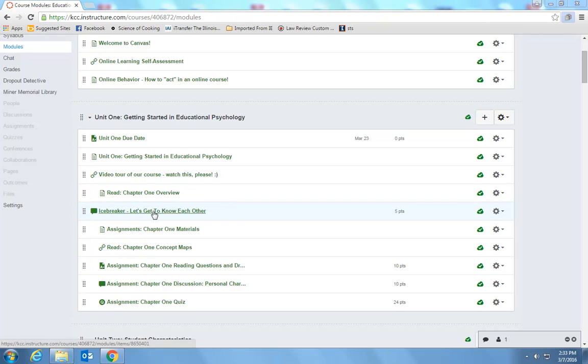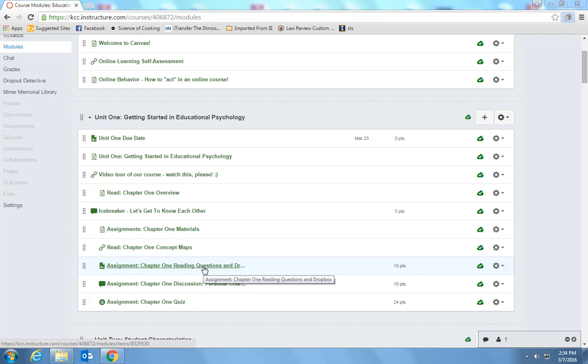We have an overview of Chapter 1, so please go ahead and read Chapter 1 out of our text. We have an icebreaker activity, which allows you to post a little bit about yourself and get to know your classmates. It's worth 5 points. Then we have Chapter 1 materials, an overview of what to expect, concepts related to Chapter 1, like vocabulary.